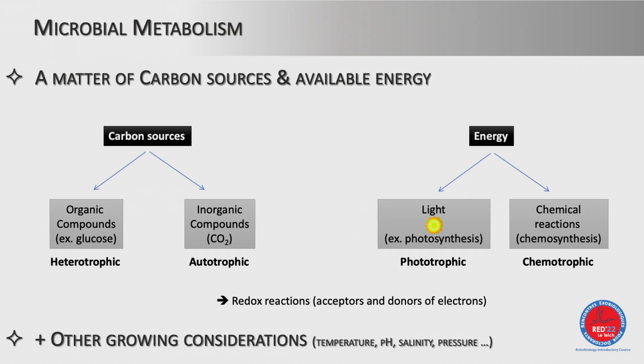When you think about a microbe, where it lives, you have different carbon sources. In microbiology, we call them heterotrophic when they need organic compounds, like glucose or bigger molecules. And we call them autotrophs when they need inorganic compounds. For the energy source, you have photosynthesis, so the energy from the light, and also energy from chemicals, and we call them chemotrophs. All of this, the microbial metabolism, relies on redox reactions with acceptors and donors of electrons.